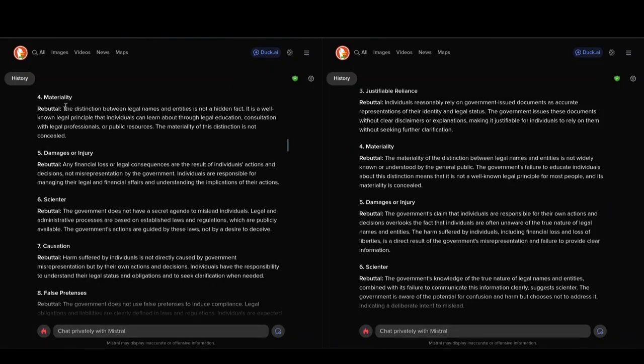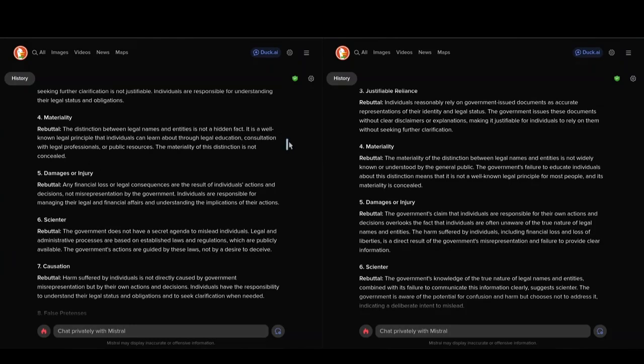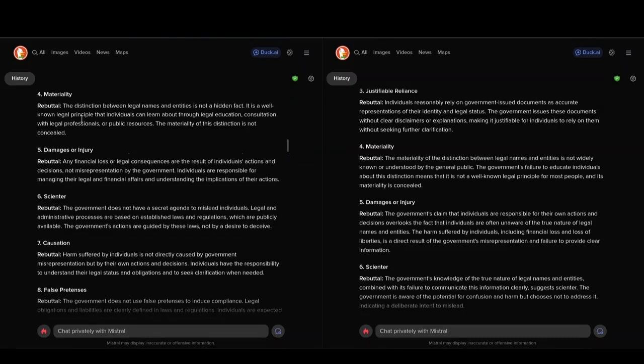Materiality. Government's point of view: the distinction between legal names and entities is not a hidden fact. It is a well-known legal principle to all those people who have studied the law for decades or millennia. Oh, maybe not. Oh, I don't know. How long has common law been around for and all those other laws? A long bloody time. That individuals can learn about through legal education, consultation with legal professionals.